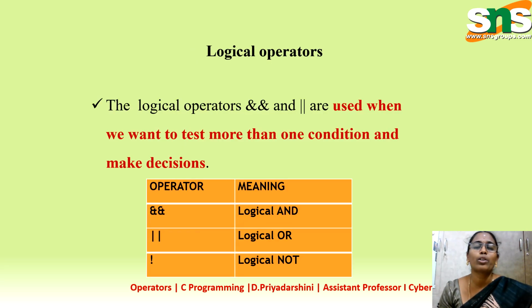The next is the logical operator. The logical operators are double ampersand and the pipe symbol, which are used to combine conditions: logical AND, OR and NOT. They compare or combine two operands. Logical OR helps to find either one, and logical NOT specifies whether it is true or not.